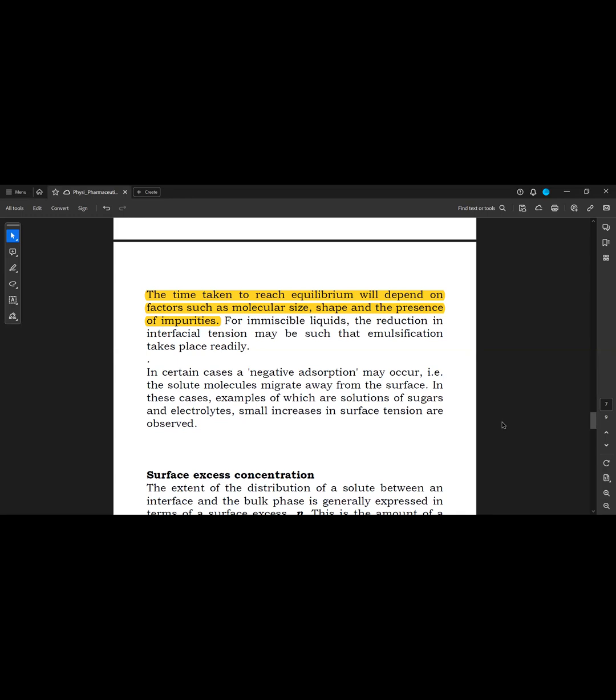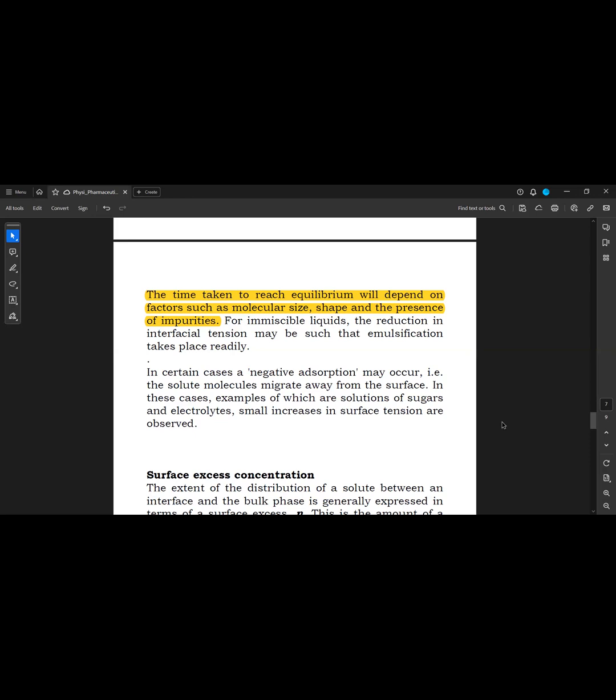So in certain cases, a negative adsorption may occur. What this means is the solute molecules migrate away from the surface. Adsorption basically is when the surfactant is absorbed by the liquid to cause an interruption in the surface tension.